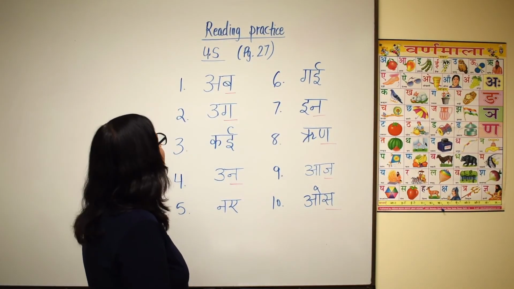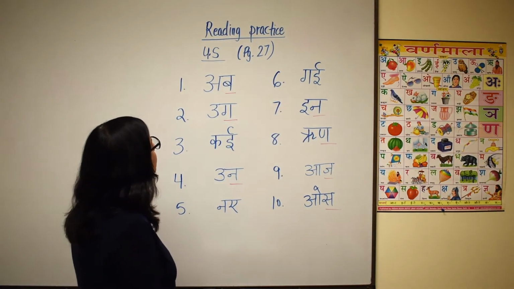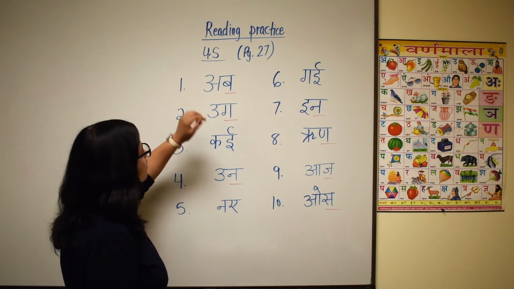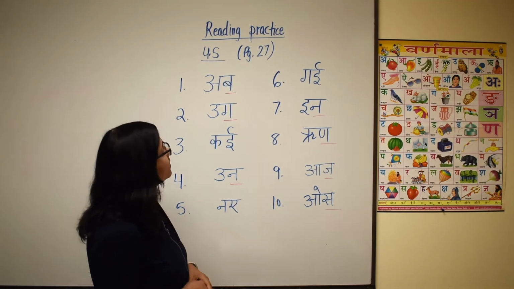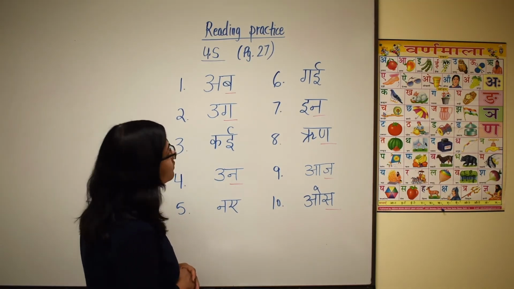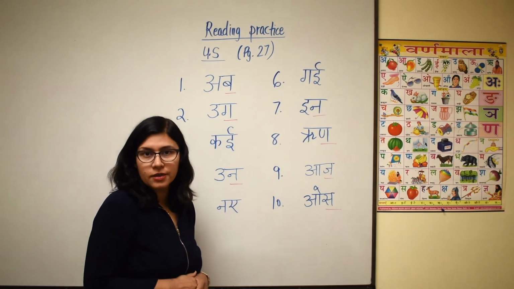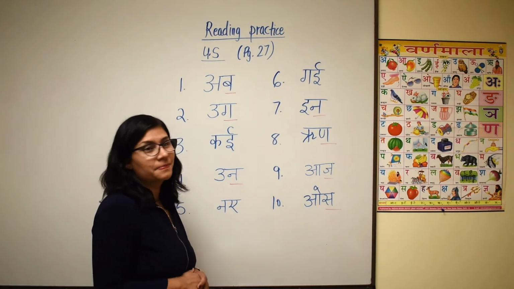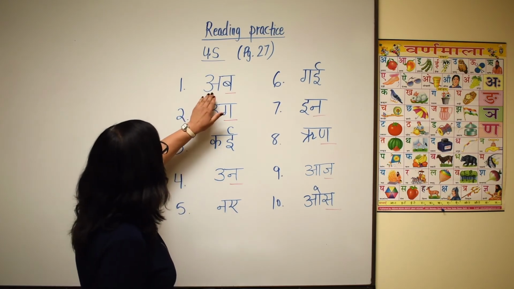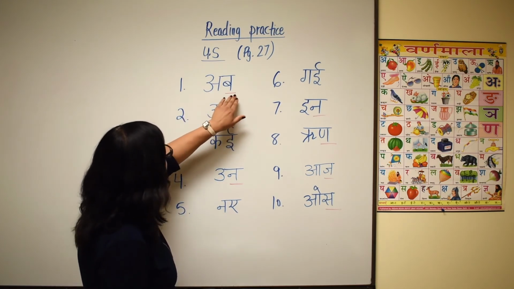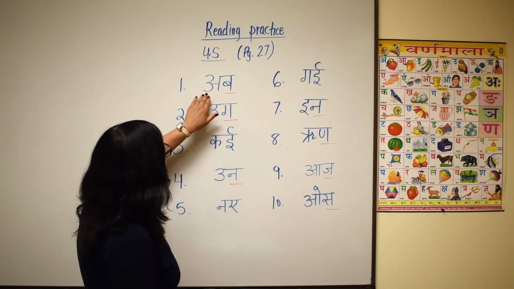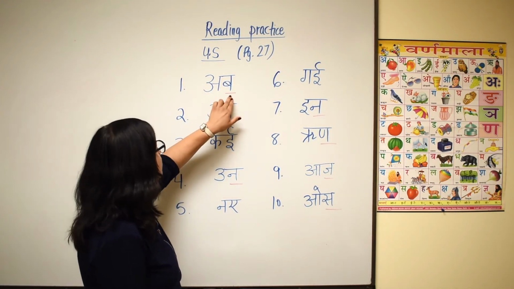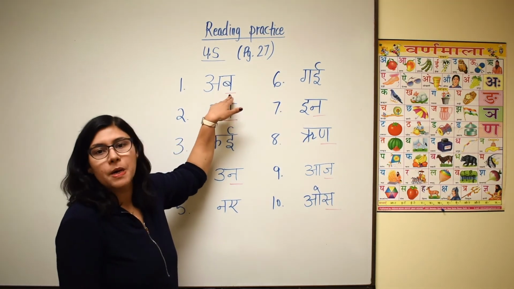Okay, so on to the reading practice 4.5, page 27 from the PMP. Okay, we're going to try and read these two-letter words that have some of the vowels and consonants that we have learned in previous videos. Okay, so let's try to read them. So we combine the first letter with the second one. So this one is a. And then this one we learned today, B.